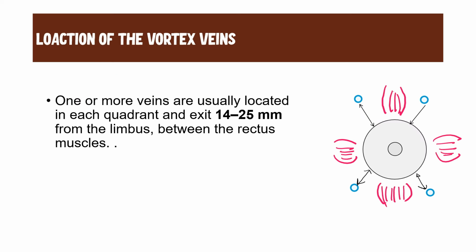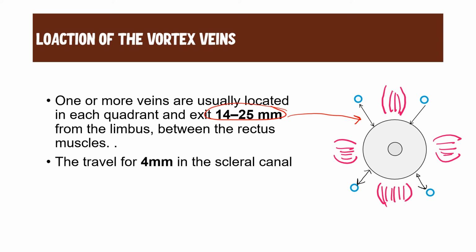These vortex veins are situated in between the recti muscles, and the distance at which they are situated from the limbus is about 14 to 25 millimeters. Another important high yield point. They are also situated within the sclera in the form of a canal. So you have a small canal within the sclera in which these are traveling, and that scleral canal is about 4 millimeters in length.